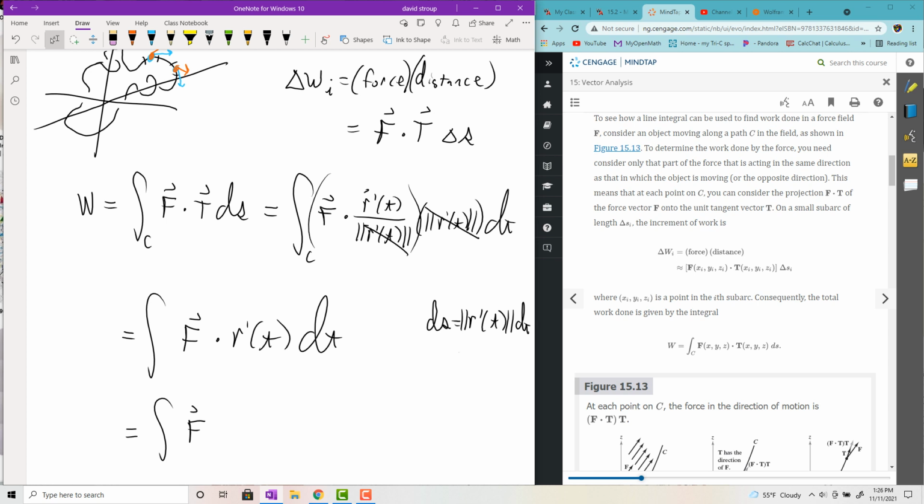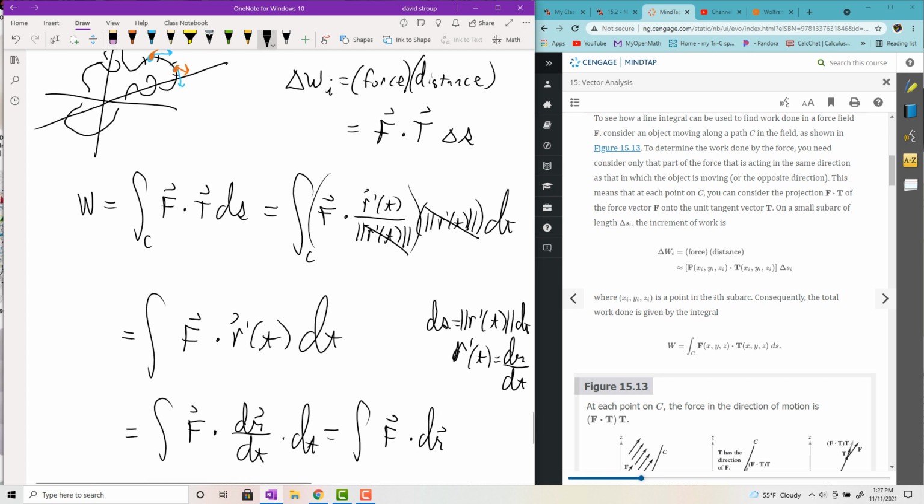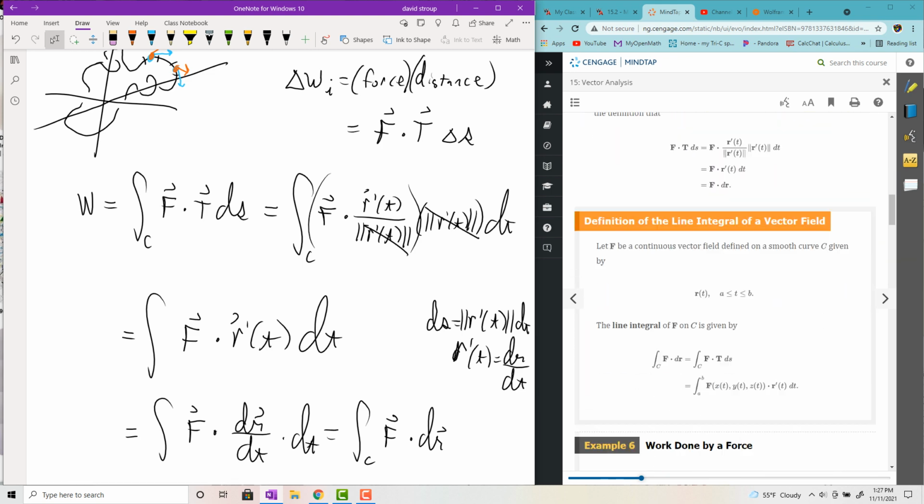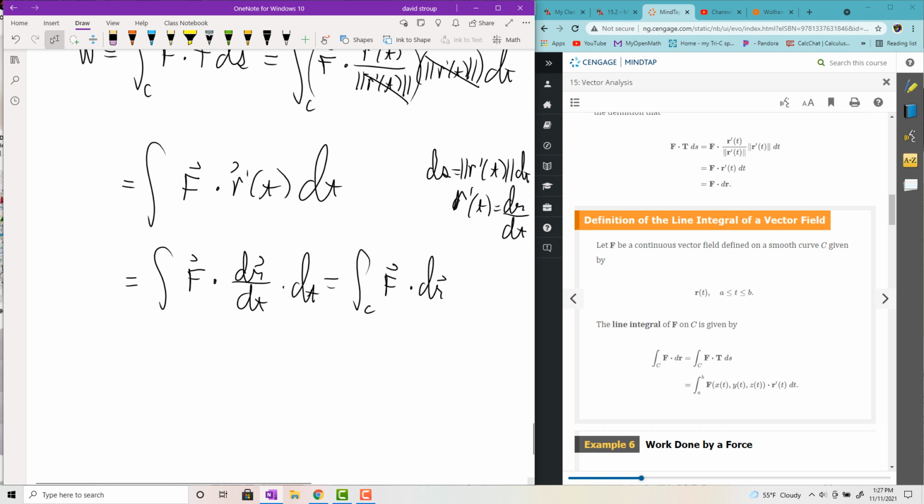So what the heck is dr, right? r prime of t is basically just dr with respect to dt. So this is dotted with dr with respect to dt times dt. So we can effectively write it as the integral of F dot dr. And that's how you usually see the line integral over a vector field written. That's how you'll see it here in their definition.